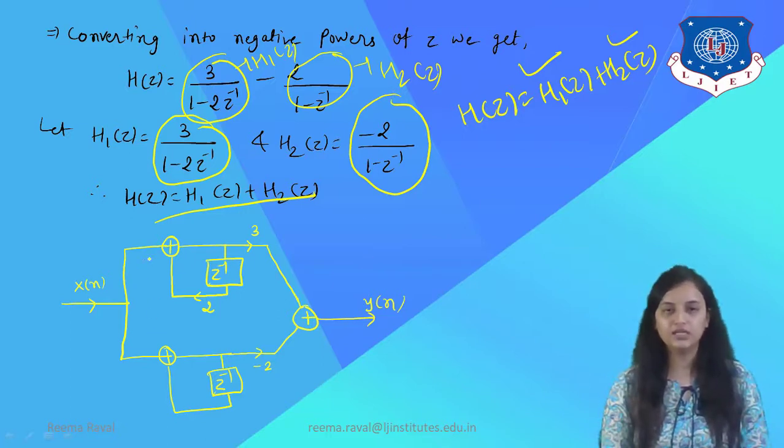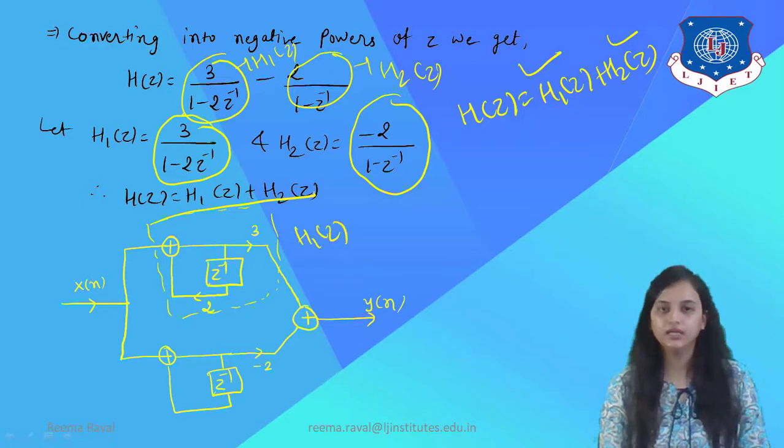So here, as you can see, this first part indicates H1 of Z, which is what? 3 upon 1 minus 2 Z inverse. Here 3 is a constant multiplier, so we have placed 3 here. And this will give what? 1 upon 1 minus 2 Z inverse. Here is the numerator part, as it is minus 2, we will take it over here as plus 2.